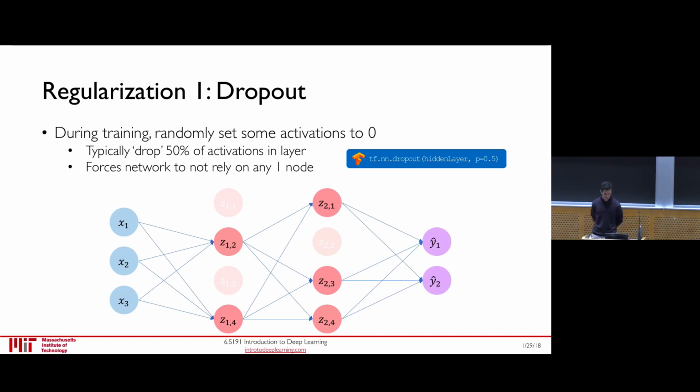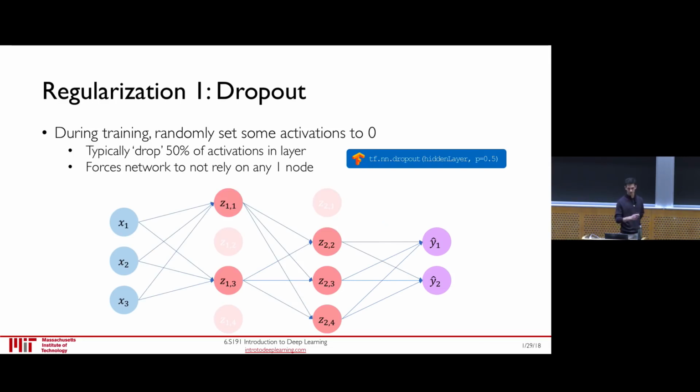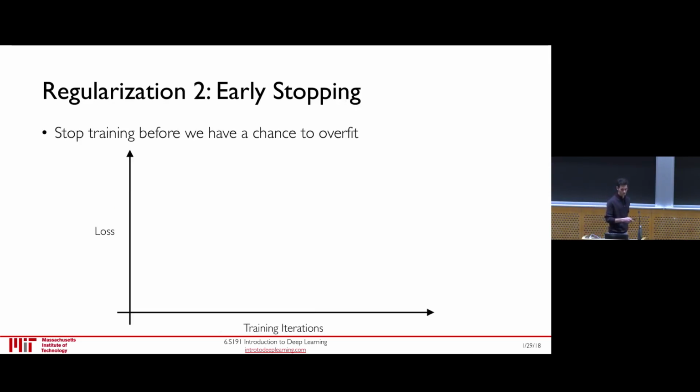This forces the network to not rely on any single node, but actually find alternative paths through the network and not put too much weight on any single node. So it discourages memorization, essentially. On every iteration, we randomly drop another 50% of the nodes. So on this iteration, I may drop these. On the next iteration, I may drop those. And since it's different on every iteration, you're encouraging the network to find these different paths to its answer.